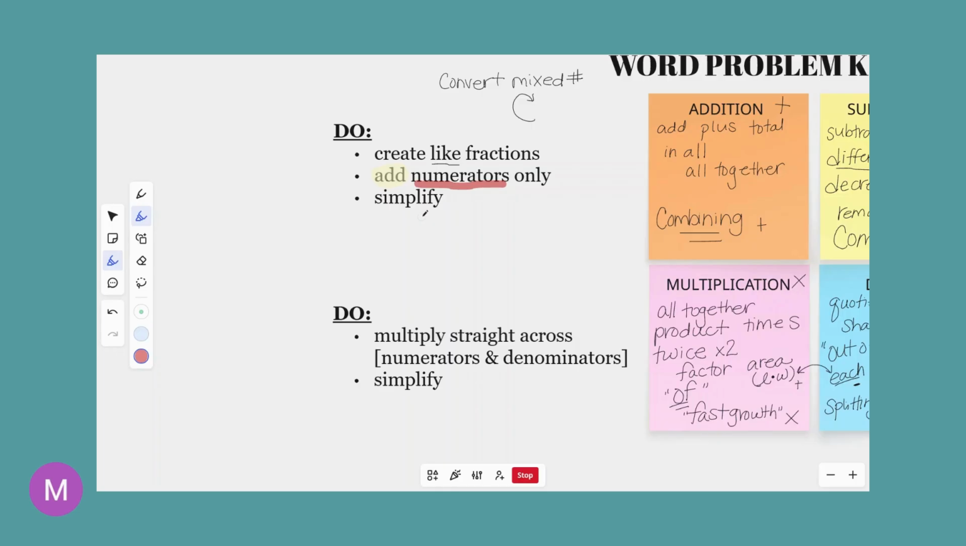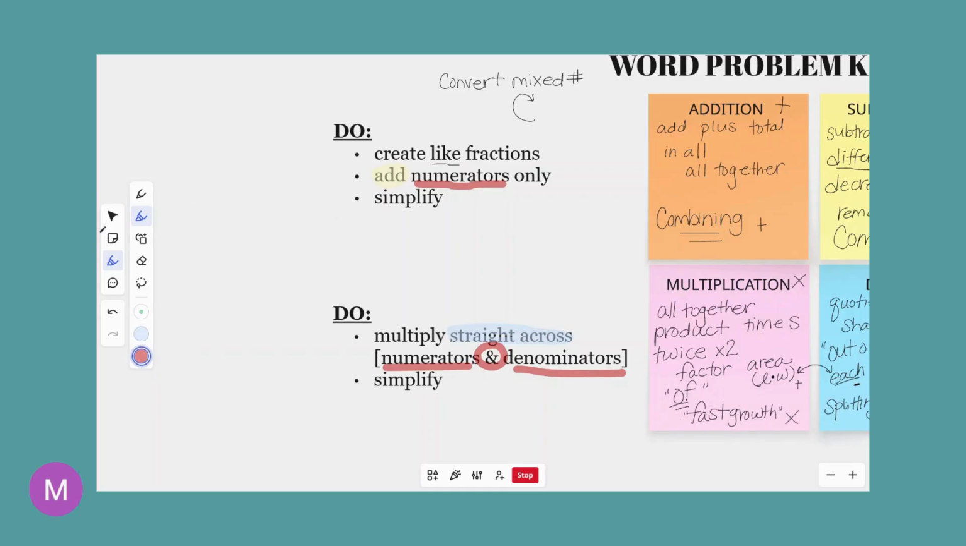All right, let's look at multiplication. For multiplication, you are going to multiply straight across. And we love multiplication because it seems to be the easiest, but you're going to go straight across. And that is going to be both the numerator and the denominator, okay? So with multiplication, you get to do both. And then you are going to simplify at the end.